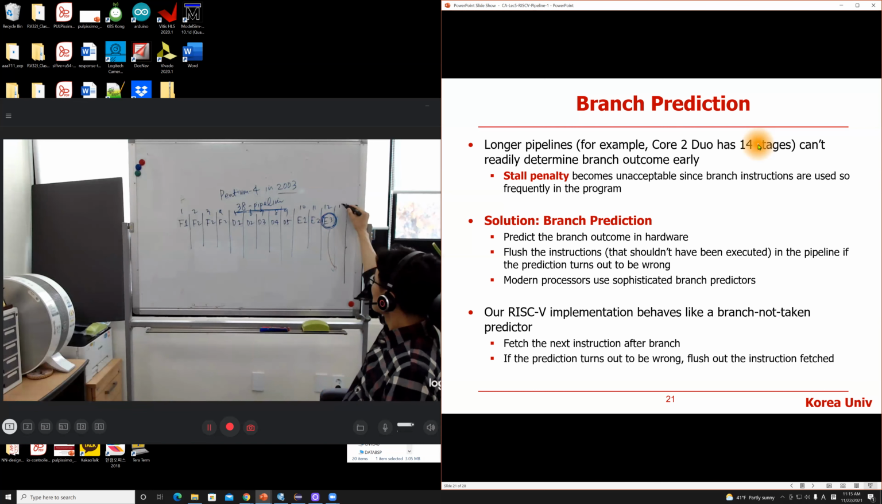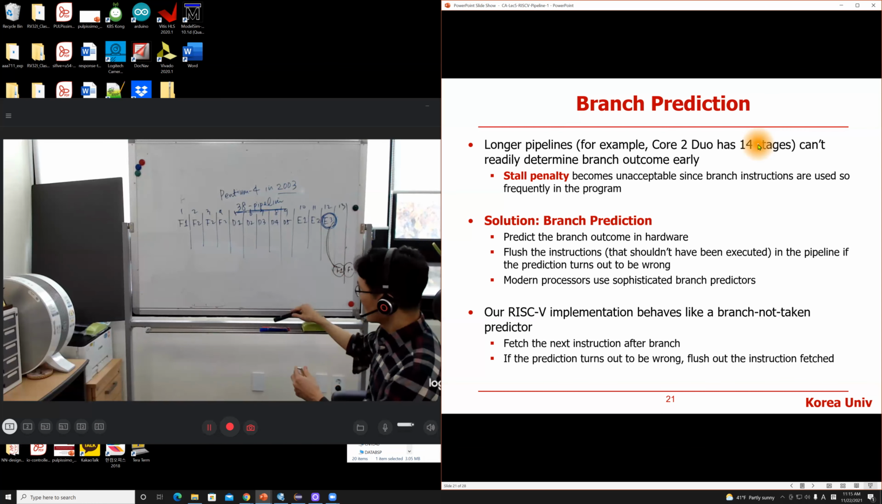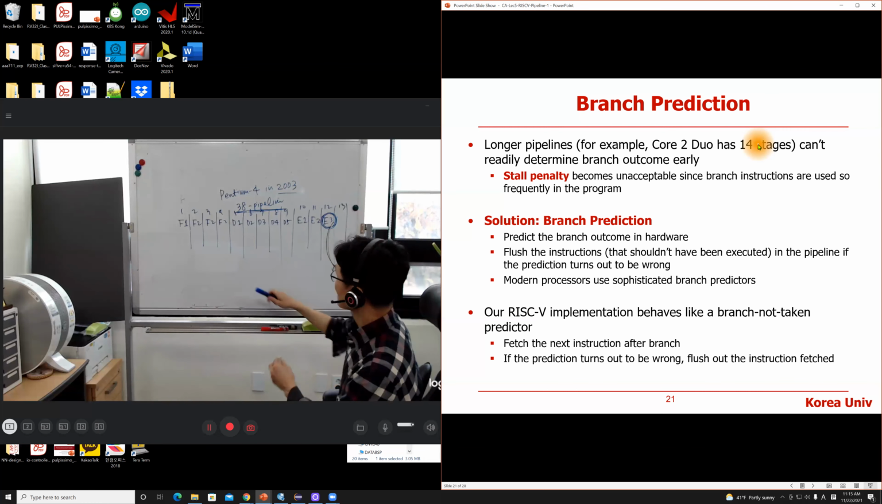Clock cycle number 13. You are reading a new instruction. Patch 1, patch 1, patch 2, and so on. Then the control result, right? Then what should happen? All the instructions. How many instructions?